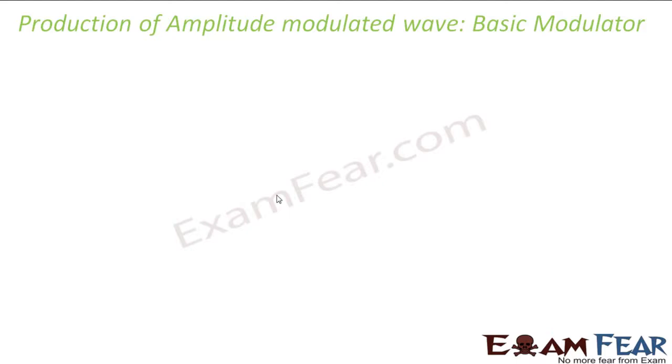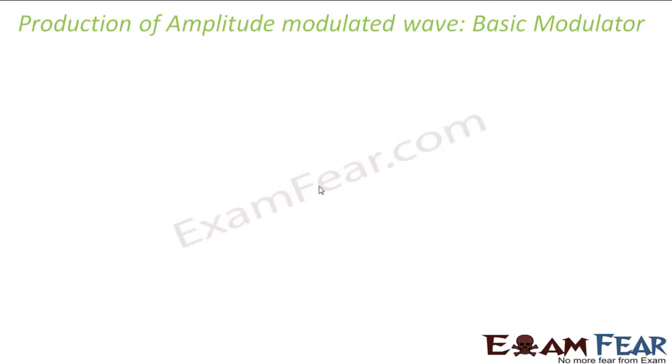Now let us try to understand how the amplitude modulated wave is actually produced in real life. Till now we are only talking theoretically. First we talked about the graphical method, that how amplitude modulated wave is formed. Just now we talked about the mathematical method. Now let us see how experimentally or how in practical life an amplitude modulated wave can be produced.